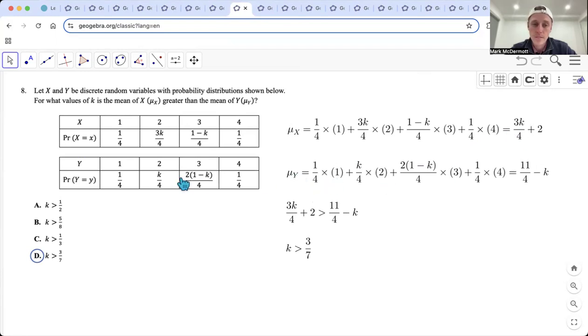All right. The mean of y is 11/4 minus k. So you need this, 3k/4 plus 2, to be greater than 11/4 minus k. Chuck that in your calculator and solve it. You get k greater than 3/7. So the mean, the average of this top distribution, is greater than the mean of the bottom distribution as long as k is greater than 3/7.